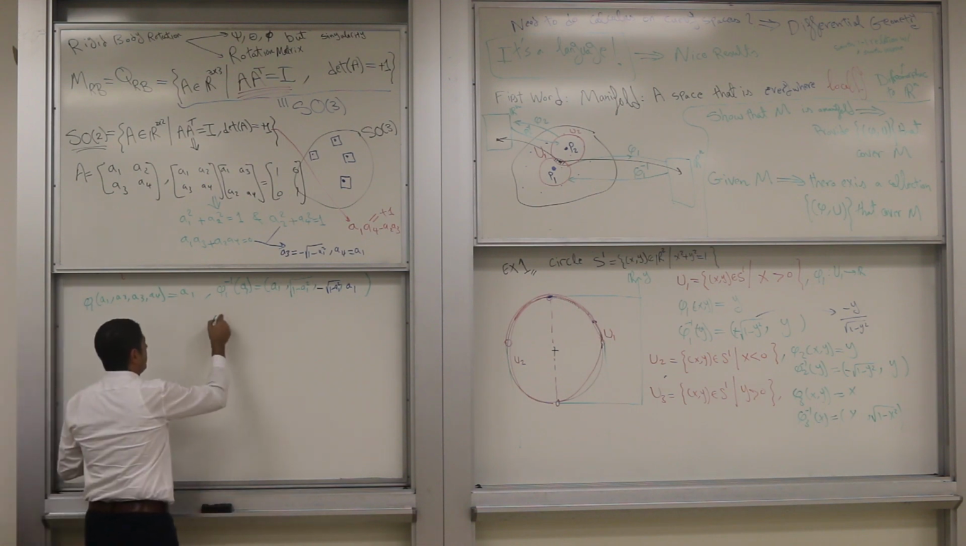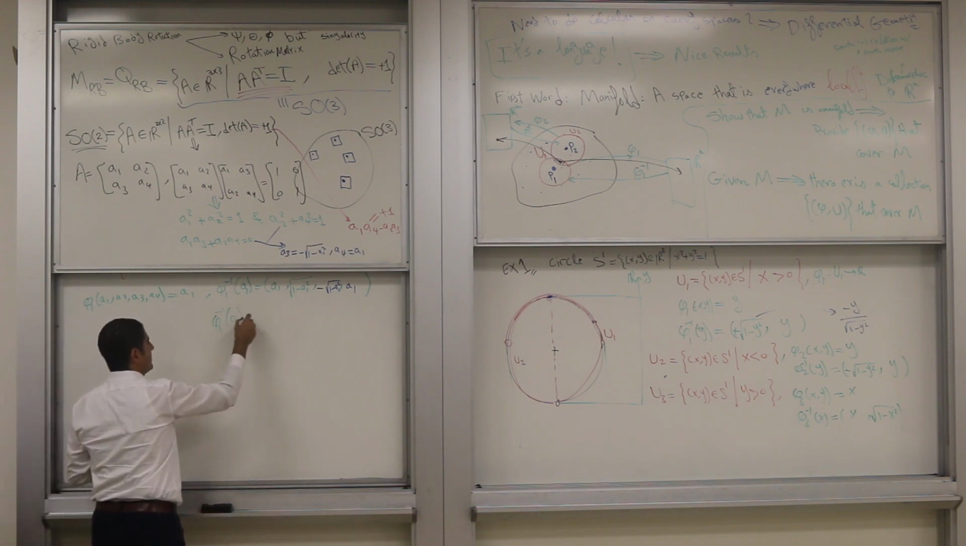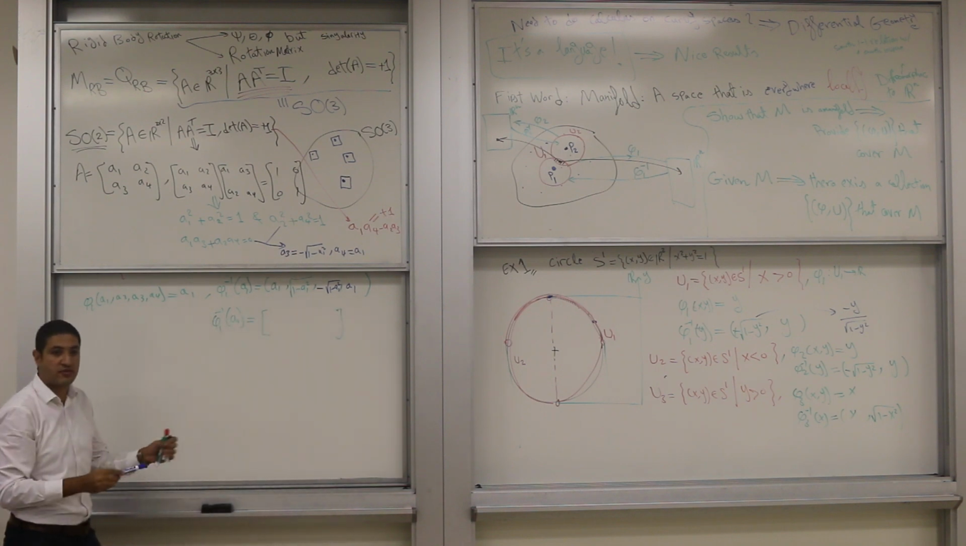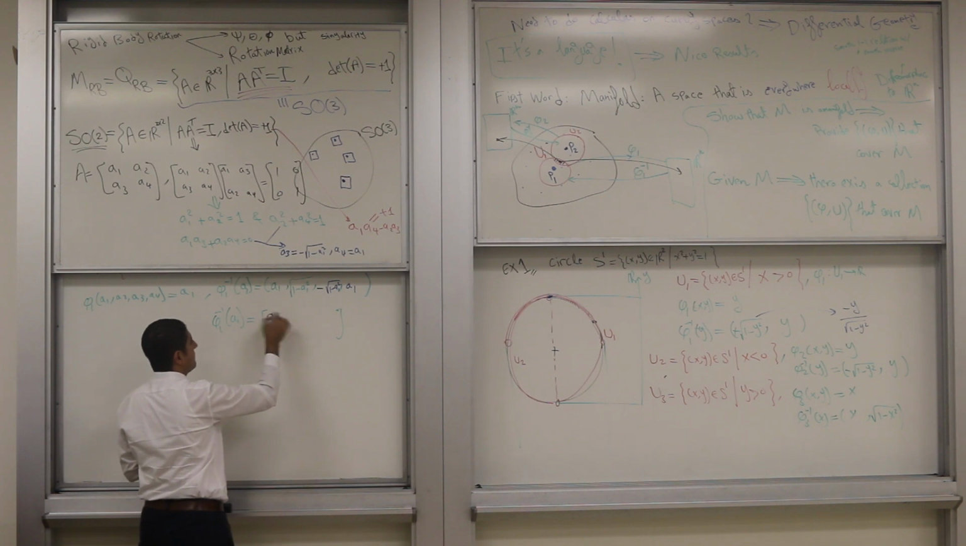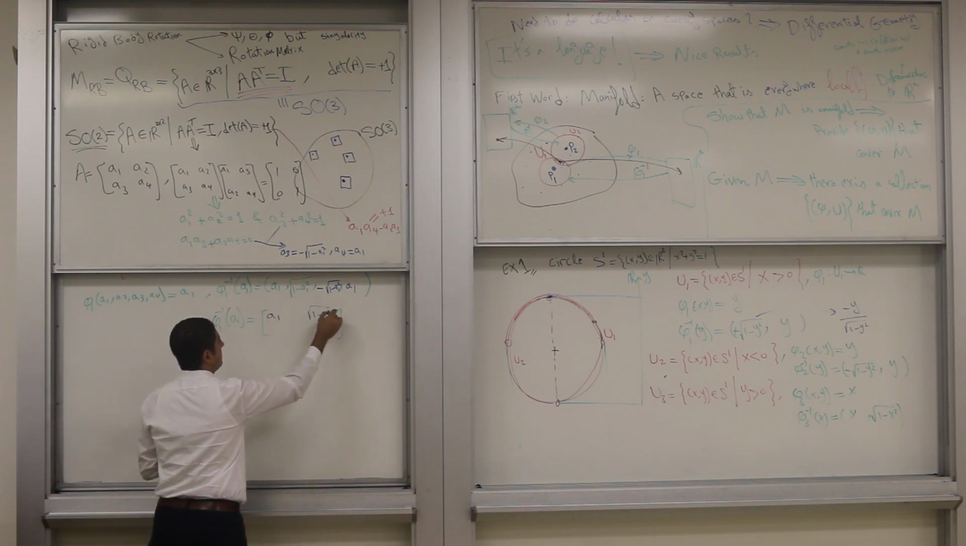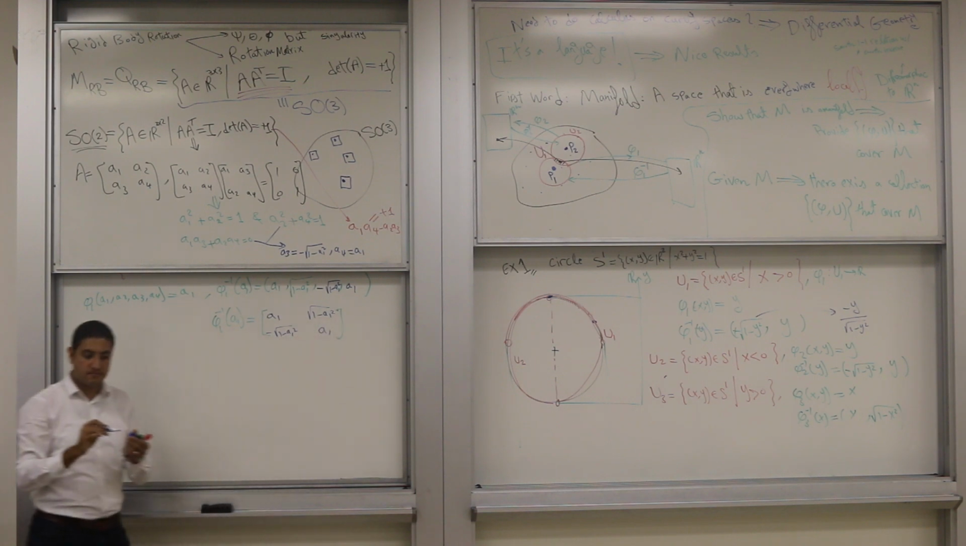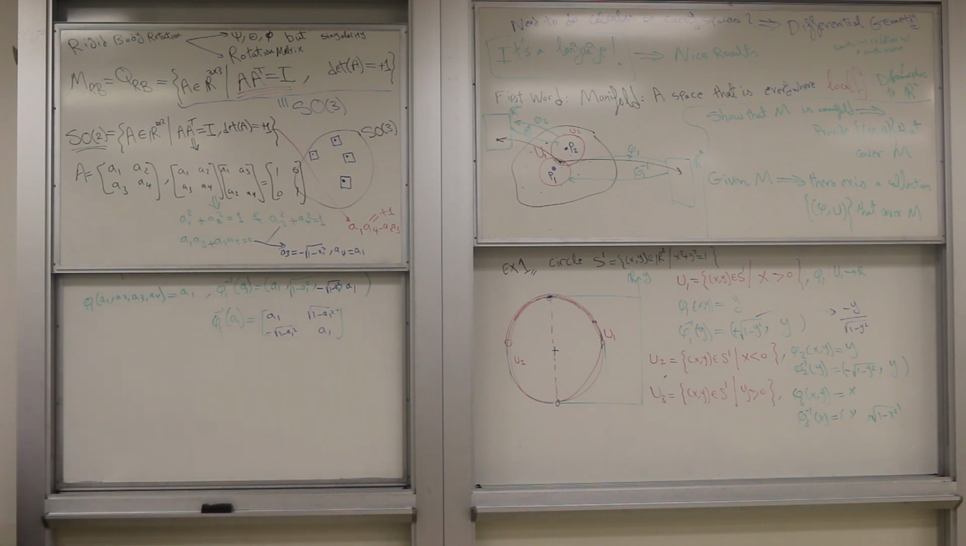So phi 1 inverse takes just a single element and gives you the whole matrix, right? What's the whole matrix? It gives you this guy here, this guy there, this guy here, this guy there, right? Any questions so far, please? Any question? Yeah, so very good.